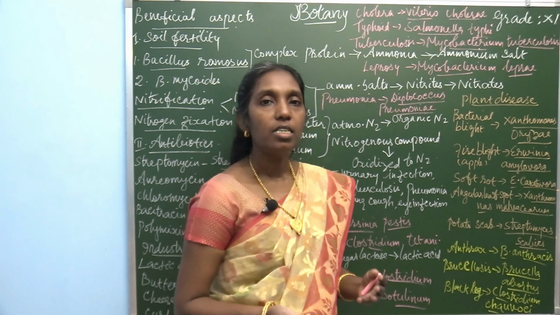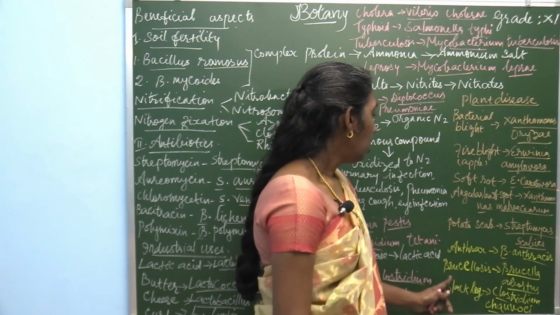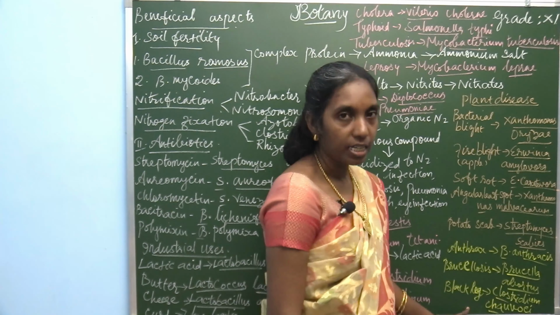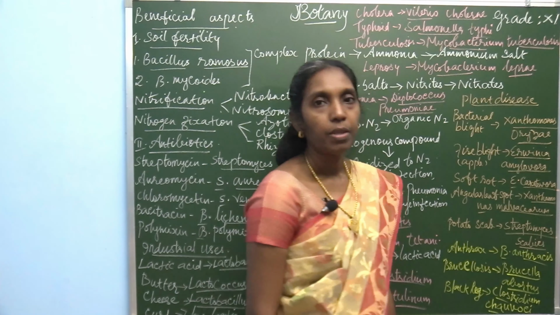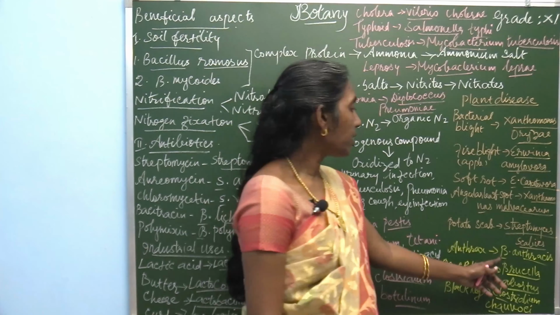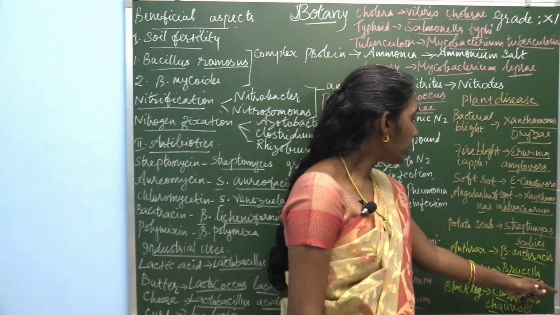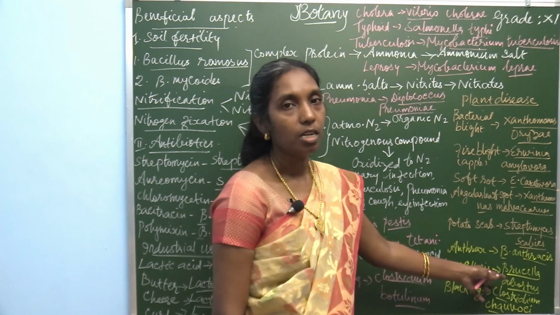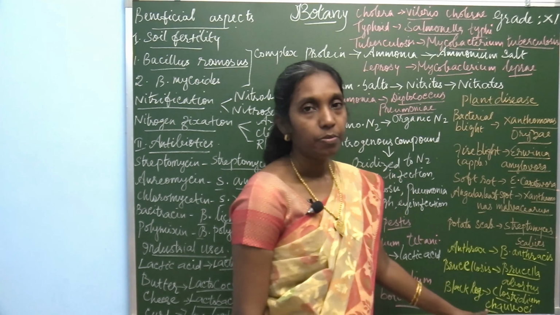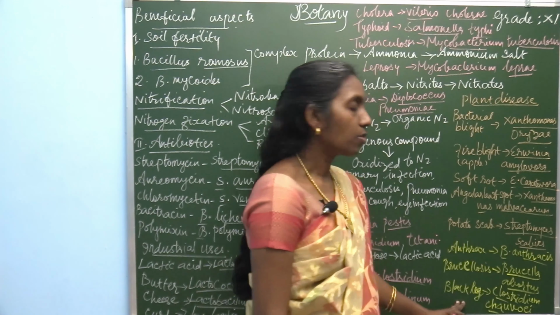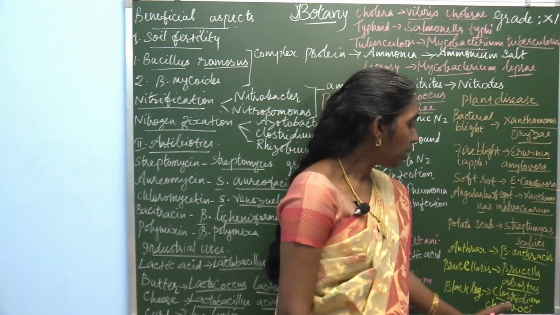Now, what are the bacterial diseases in animals? In animals, you are going to learn only three diseases: anthrax, brucellosis, and black leg. Anthrax is caused by Bacillus anthracis. The name of the bacteria is Bacillus anthracis. Then brucellosis. Brucellosis is caused by Brucella abortus, and black leg is caused by Clostridium chauvoei. So, these three diseases, anthrax, brucellosis as well as black leg, are animal diseases.